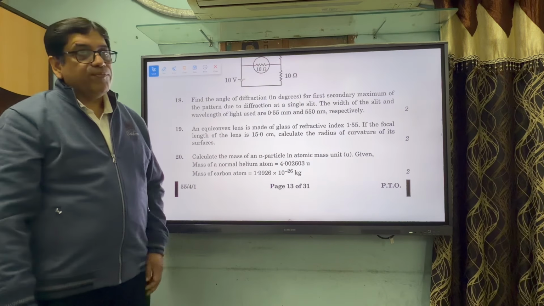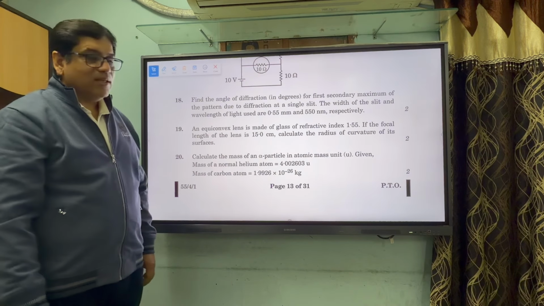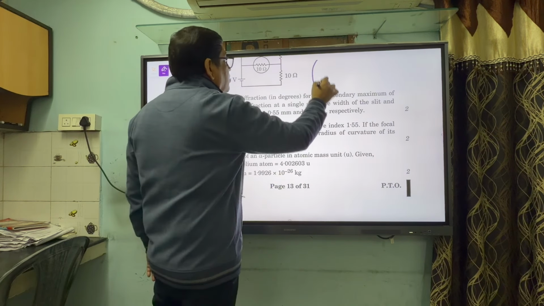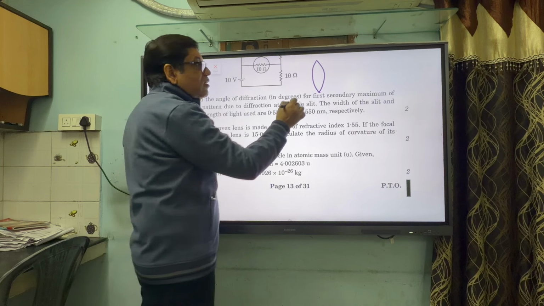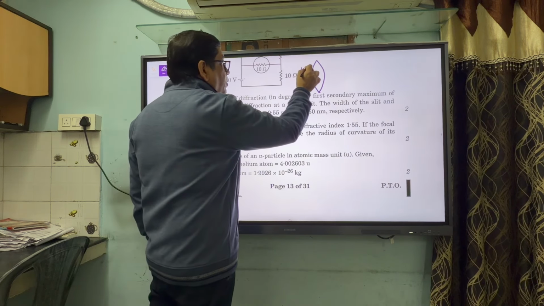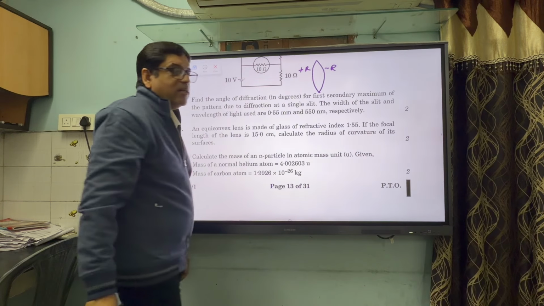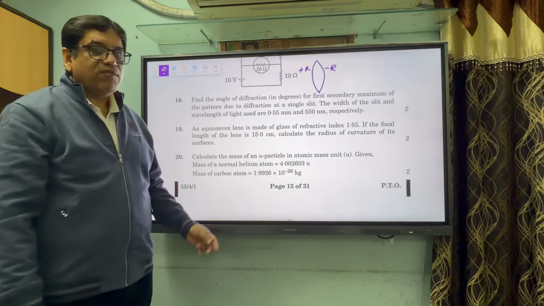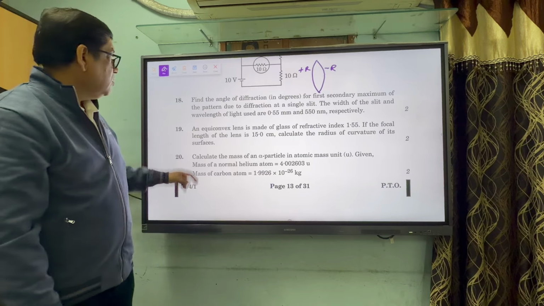Question number 19. Equiconvex lens, like this. For an equiconvex lens, the first surface is taken to be plus r, the second surface minus r, radius of curvature. Refractive index is 1.55. Focal length is given. We have to find out the value of r.